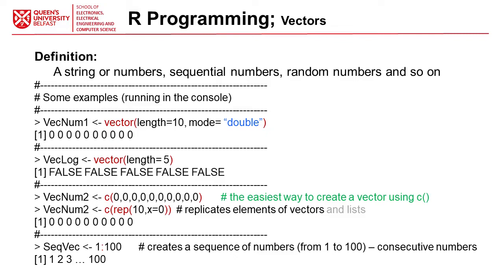Or even easier, use rep, which replicates elements of a vector. So replicate 10 elements with the value of 0. It creates a vector of 10 elements with the value of 0, exactly similar. In R, there are different ways of doing one specific task, and that's the flexibility of R programming, which is interesting. Or you can use the colon operator, 1 to 10, 1 to 100, and it creates a sequence of consecutive numbers from 1 to 100. Okay?